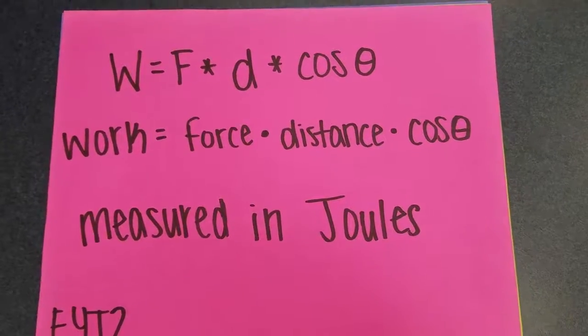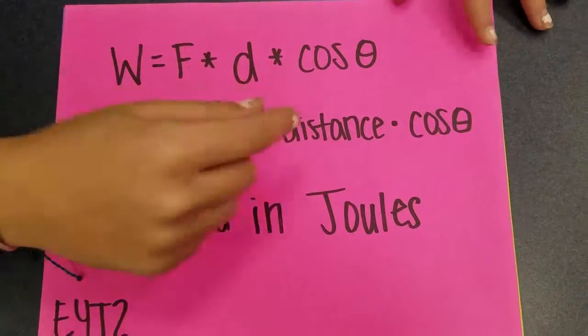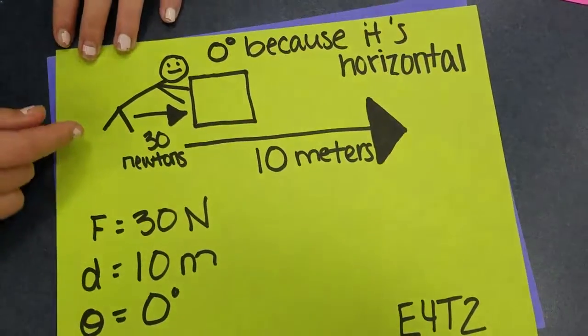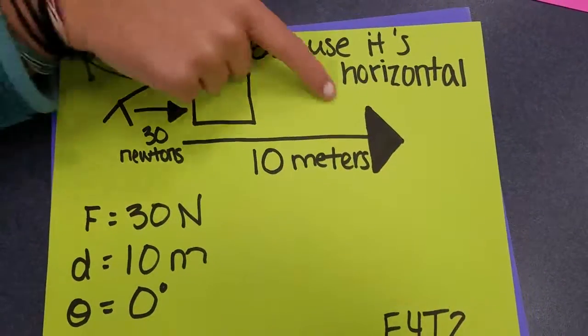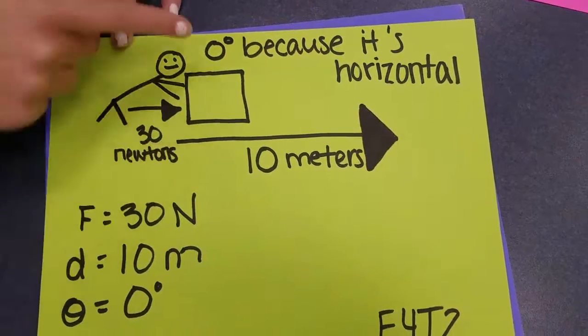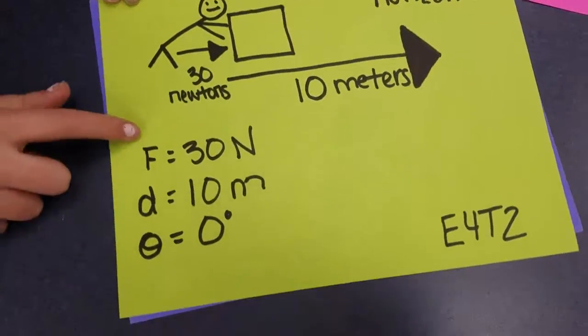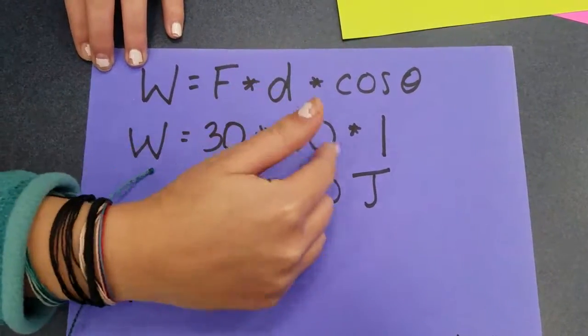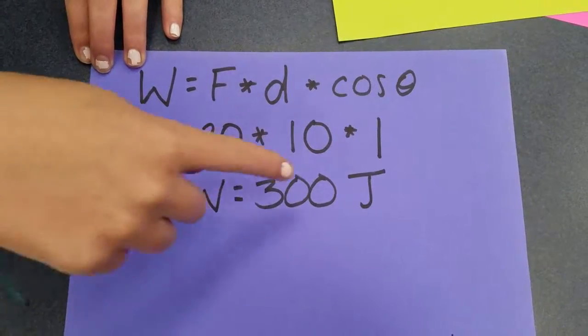We're going to find work, and the formula for work is force times distance times cosine of theta, and it is measured in joules. The situation is a person pushing a block 10 meters at 30 newtons, and theta is 0 degrees because it's horizontal, and there are your variables that you pull out. And then here's the equation. You have 30 times 10 times 1, which equals 300 joules.